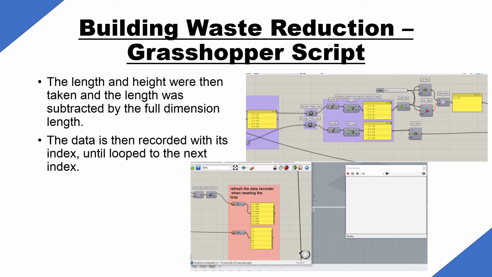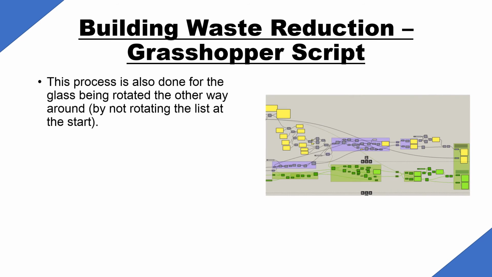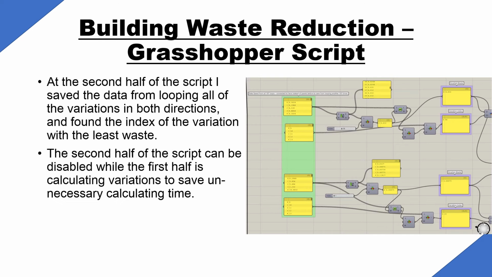The length and the height were then taken, and the length was then subtracted by the full dimension length of a window to find how much waste is used per window, and the data is then recorded with its index for each loop. Through the use of a reversed and non-reversed side, this allows for 2 rotations of the window to be considered in the waste reduction process.